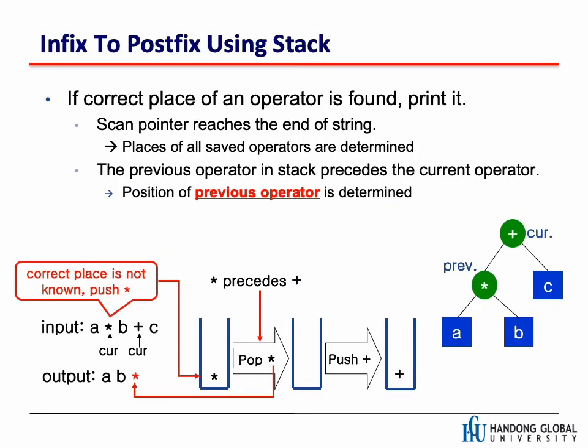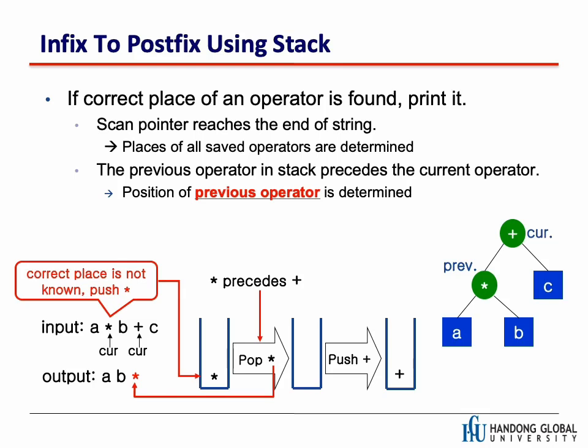And if the correct place of an operator is found, then print it. When the scan pointer reaches the end of the string, it means we are done with the string. Then the places of all the saved operators are determined, so we pop the operators and we just print. And the previous operator in the stack precedes the current operator.